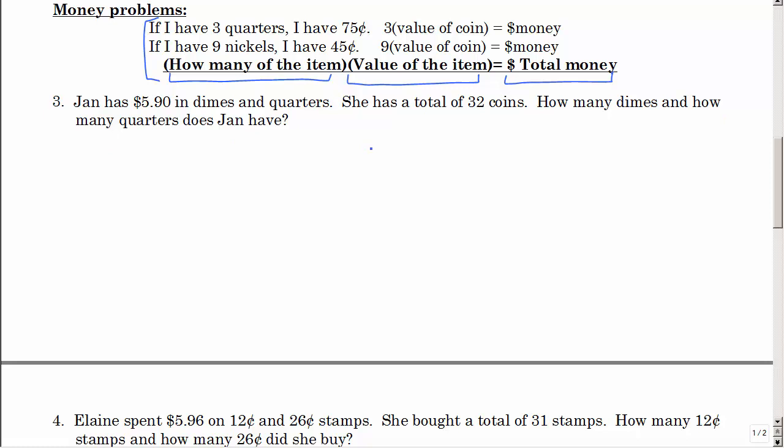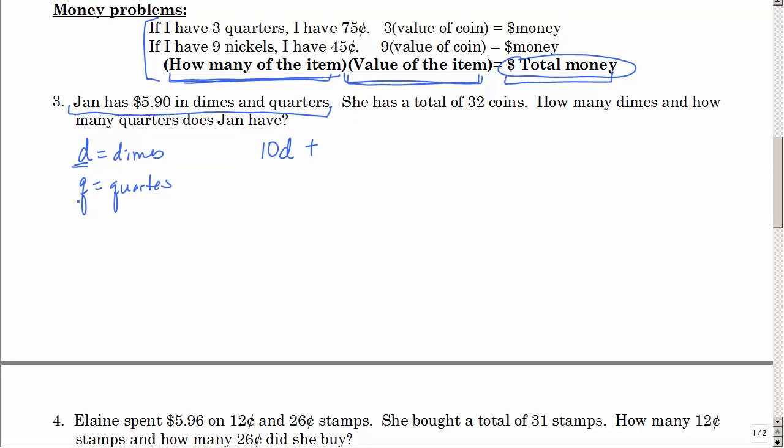Well, we need two variables. How about D for dimes and Q for quarters? Jan has $5.90 in dimes and quarters. If you just put D plus Q is $5.90, that's wrong, because I have to know how much money she has. So you have to multiply how many of the item times the value. So D is worth 10 cents. Q is worth 25 cents.